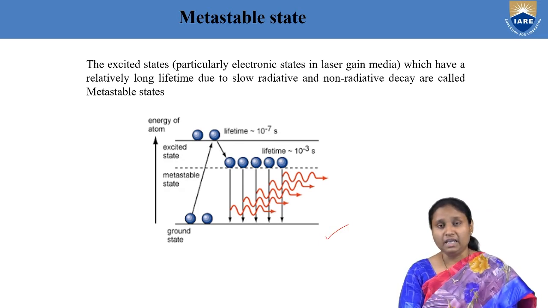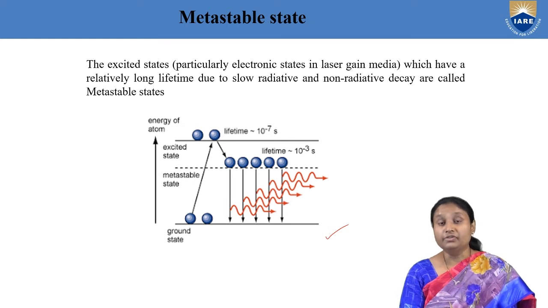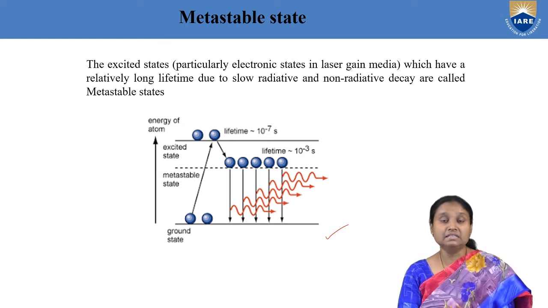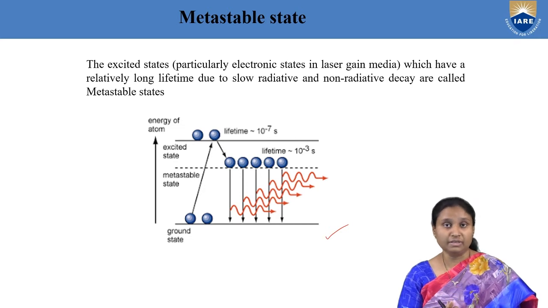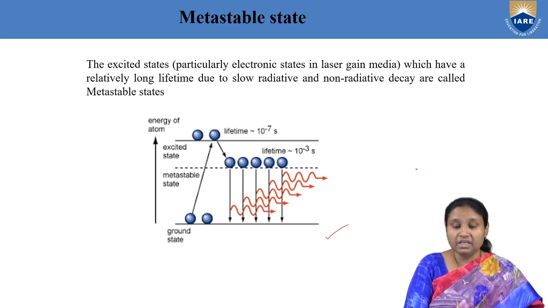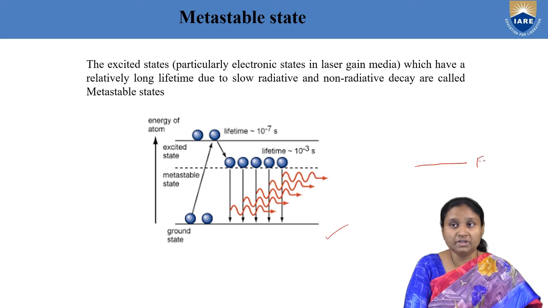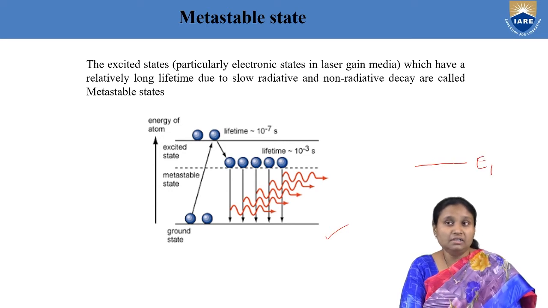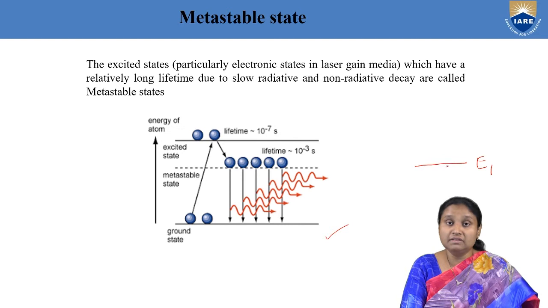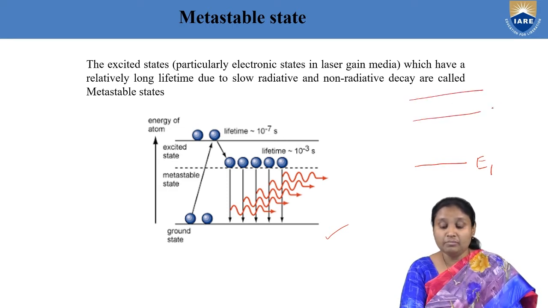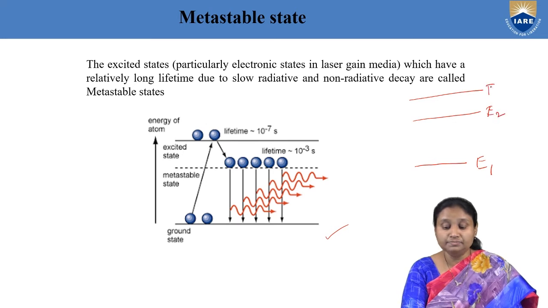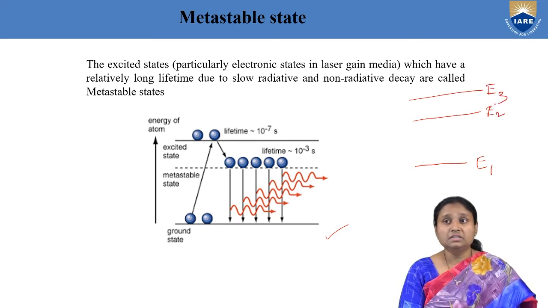A system may consist of different excited states, and these excited states have different lifetimes. Suppose I have taken my ground state and I am naming it E1, and I have taken a three energy level system. What is a three energy level system? We are talking about three active energy levels. The first active energy level is our ground state. Then I have two excited states, which I am calling E2 and E3. This one is the ground state.